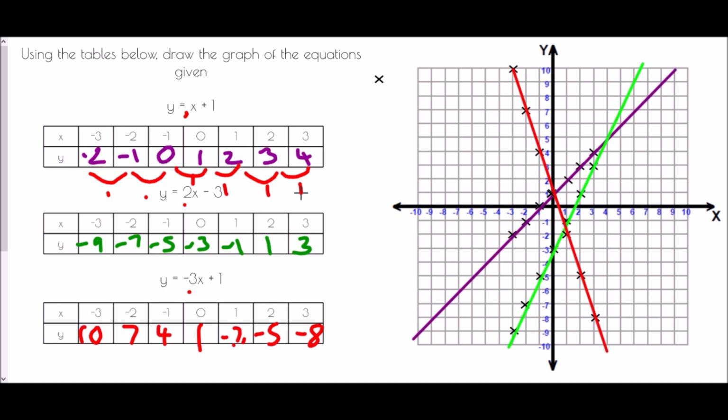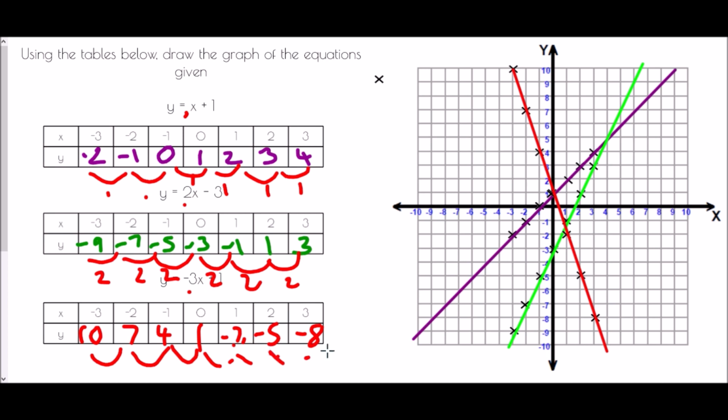If we have a look at the second equation, from -9 to -7, -7 to -5, -5 to -3, -3 to -1, -1 to 1, 1 to 3, well that is 2 every time. And if we look at the last one, from 10 to 7, 7 to 4, 4 to 1, 1 to -2, -2 to -5, and -5 to -8, every single time we're actually taking away 3.